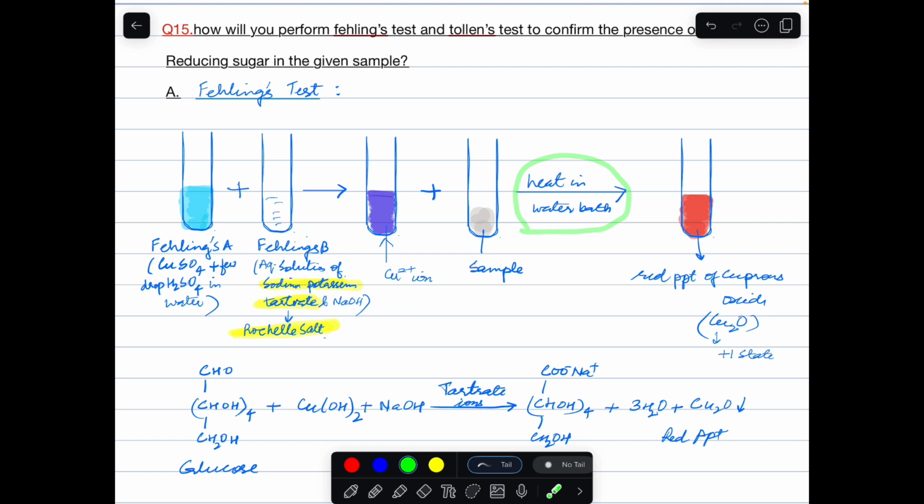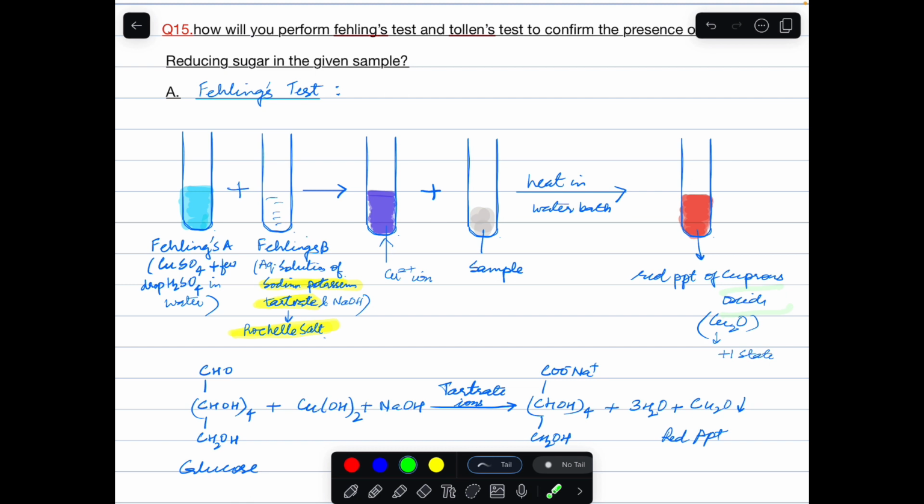Then we heat it in a water bath. We heat most solutions for organic analysis in a water bath to ensure uniform heating, and we do not do very strong heating. Otherwise, we can decompose the compound or we will not get the required result. When we heat your sample solution with the cupric ion solution in the form of Fehling's reagent, after heating in a water bath, we get a red colored precipitate, and this red precipitate is Cu2O, that is cuprous oxide.